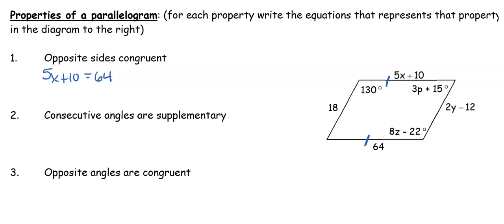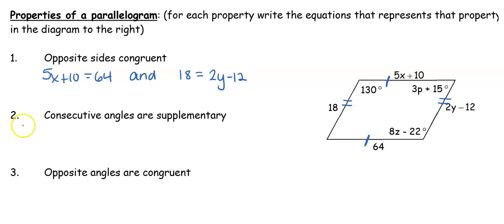Now a parallelogram has 4 sides, so not only, let's not use the word or, it's and, the other set of opposite sides are also going to be congruent. So I would also say that 18 is equal to 2y minus 12. So to show the opposite side congruent property, we are setting the opposite sides equal to each other.